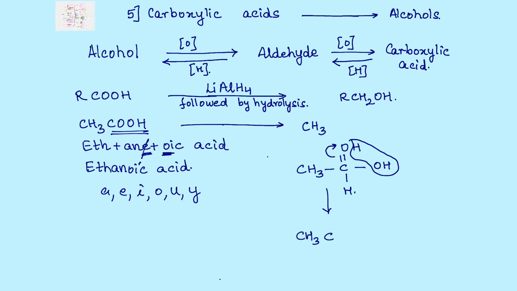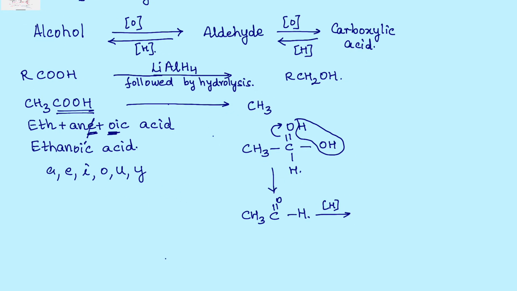CH3, C, double bond O and H. That's an aldehyde. But remember, we are using lithium aluminium hydride, which is a strong reducing agent. So go ahead, reduce it one more step. And what do we get over here? CH3, go ahead, H and H. CH3, CH2, OH. Again, ethanol.